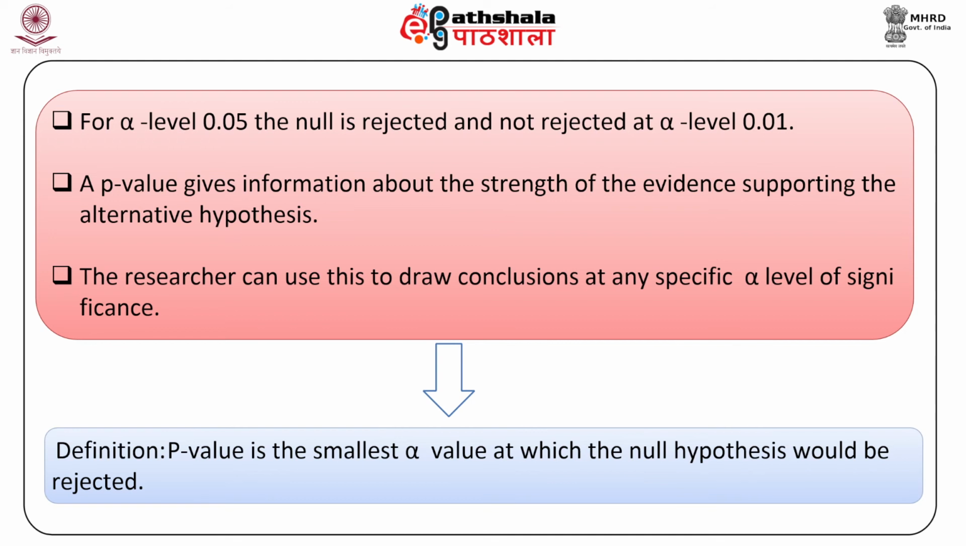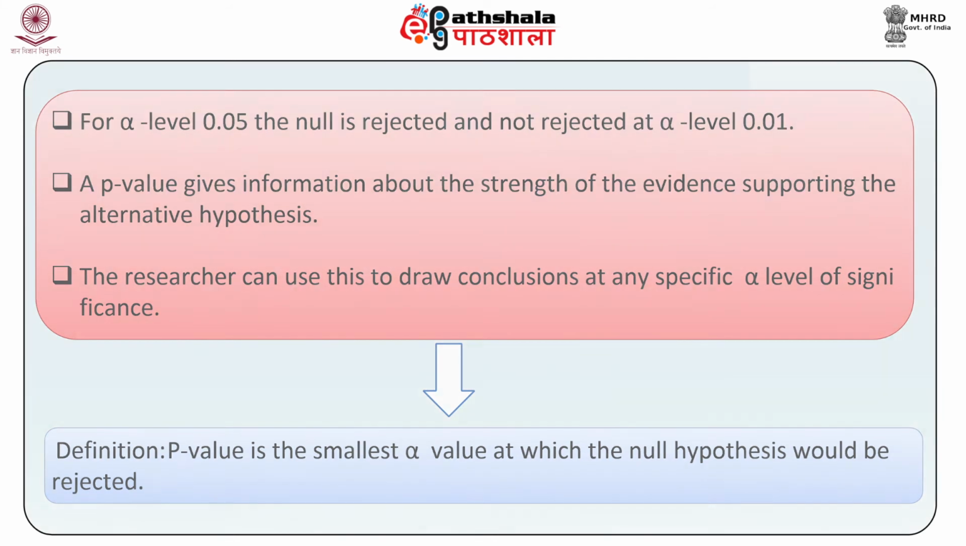The researcher can use this to draw conclusions at any specific alpha level of significance. Let's define this. The p-value is the smallest alpha value at which the null hypothesis would be rejected. Calculation of p-value depends on whether the test is upper-tailed, lower-tailed, or two-tailed. So let ZC denote the calculated value of the test statistics as shown in the figure earlier. Then let H naught be theta equal to theta 0.